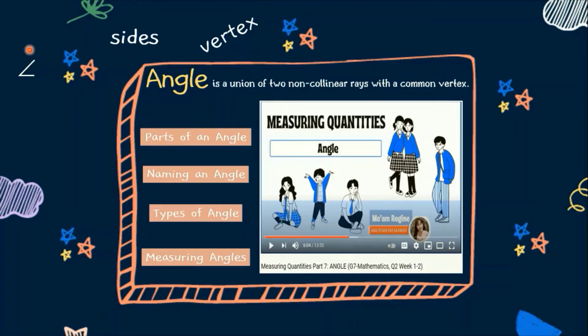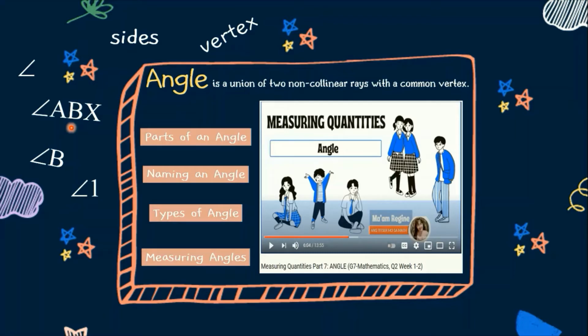Now, for naming an angle, this is the symbol of an angle. We can name it in a few ways. First, pwede tayong gumamit ng single letter. We write it in a capital letter. Or pwede rin naman na gumamit tayo ng mga numbers. Or pwede rin naman tayong gumamit ng 3 letters, combination of 3 letters, wherein yung middle ay dapat kanyang vertex.